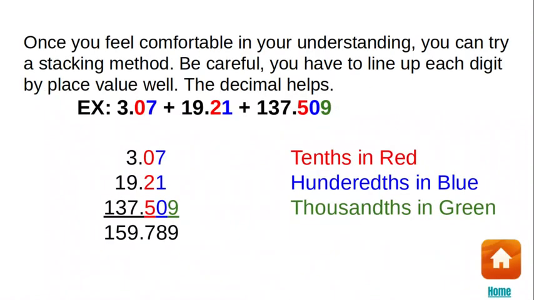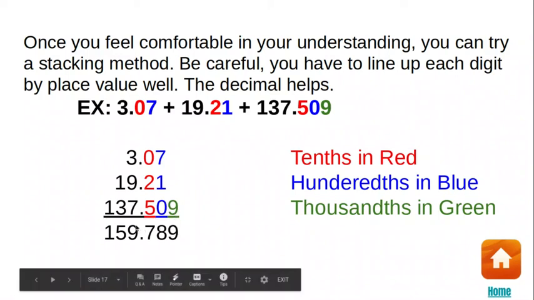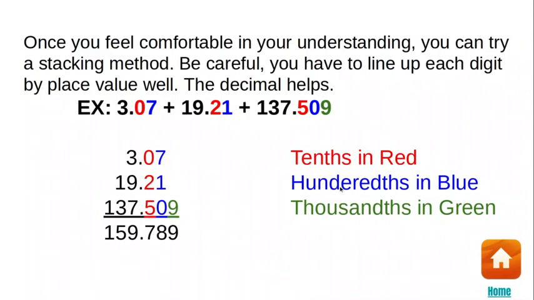Now, once you feel comfortable, you can try the stacking method, but be careful. You have to line up each digit by place value very well. So using the decimal helps, because if you notice, I've got the decimals running in a row so that my tenths stay in a row, my hundredths stay in a row, and my thousandths stay in a row, as well as my ones, tens, and hundreds. And I've color-coded those for you.